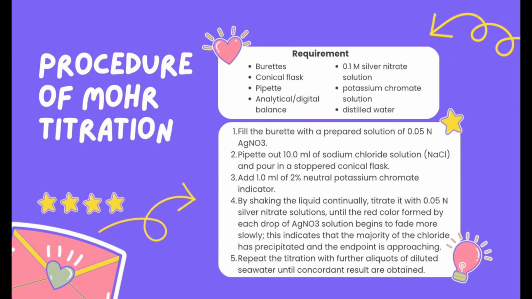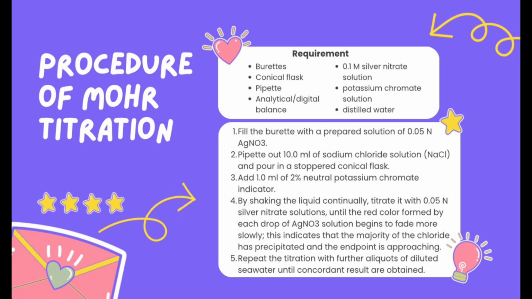The requirements of Mohr titration are a burette, conical flask, pipette, analytical or digital balance, 0.1 M silver nitrate solution, potassium chromate solution, and distilled water. The first step of the procedure is to fill the burette with a prepared solution of 0.05 N AgNO3. Then pipette out 10 ml of sodium chloride solution and pour it into a stoppered conical flask. Then add 1 ml of 2% neutral potassium chromate indicator.